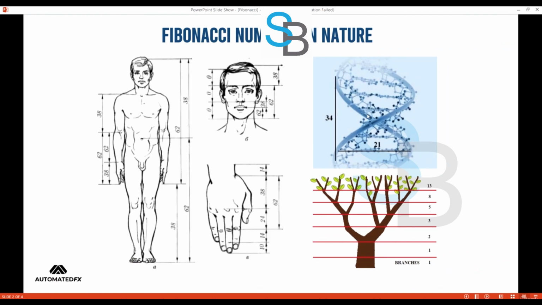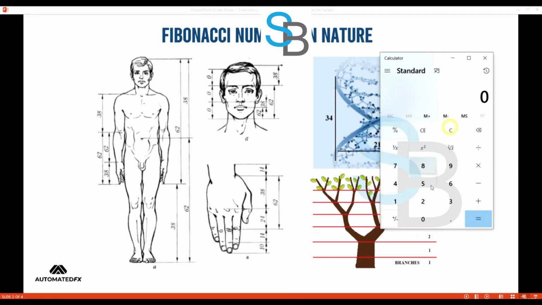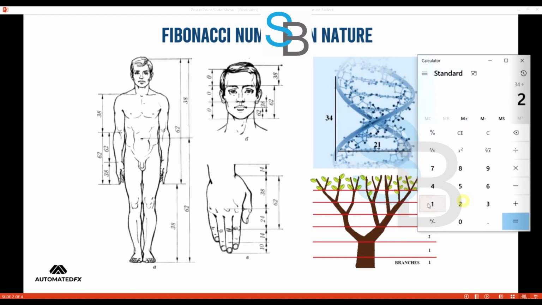Even your DNA. This is an example of a DNA strand. They were able to measure the length and breadth of the DNA. They measured this as 34 and this as 21. They have a specific unit of measurement which is called the angstroms. So this is 34 angstroms height, and then this is 21 angstroms length. So if you divide 34 divided by 21, what do you get?